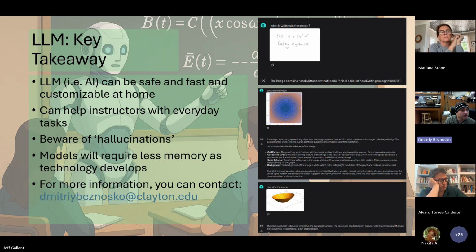So kind of to summarize, our AIs can be used in a safe and fast and responsible manner. And especially the more we continue, the more I see this happening now, even phones have them. And at some point, I don't think there will be any technology without AI embedded. It can definitely help instructors with everyday tasks, and not only just looking at students' work, but also grading it, producing rubrics, producing code or simulations.